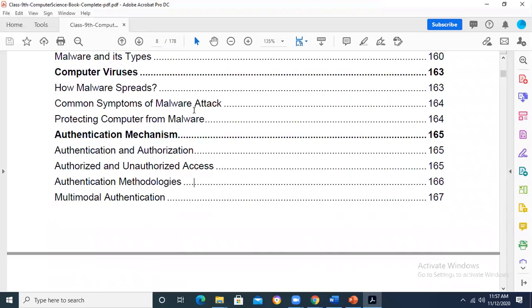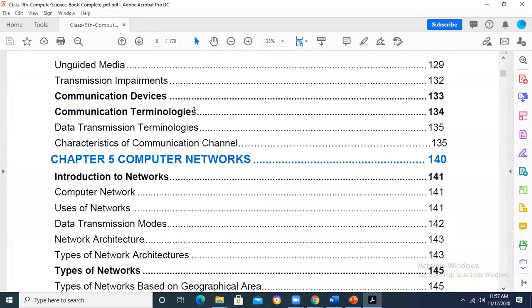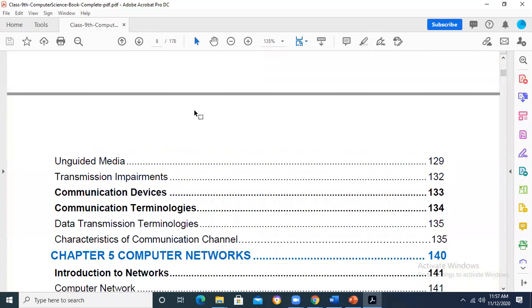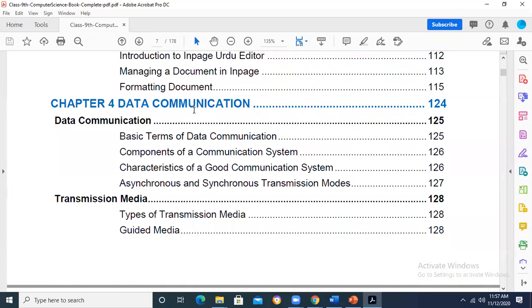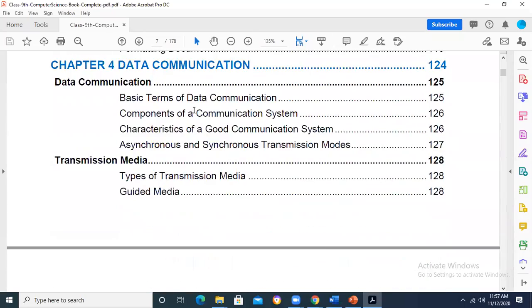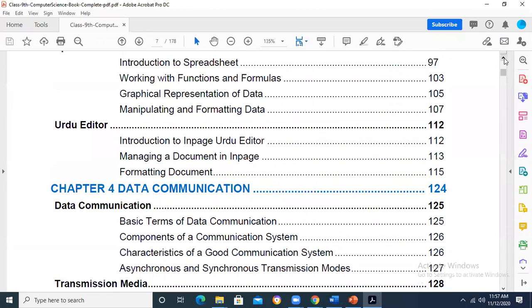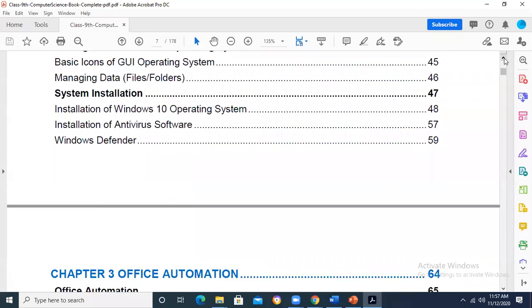So we have got different chapters. Right now we are studying chapter number 5. Before chapter number 5, we had chapter number 4, and chapters 4 and 5 are very important, but we will start our working from chapter number 1. So it will be basically chapter wise. I will place it chapter wise.